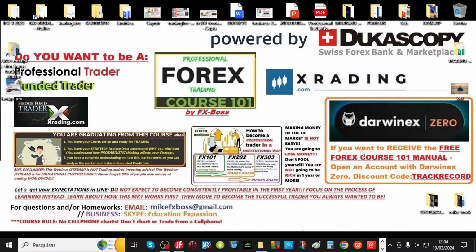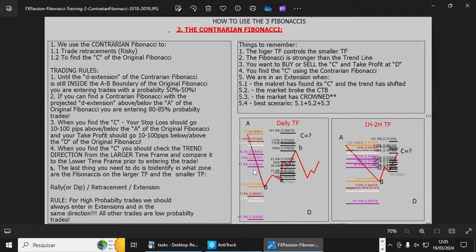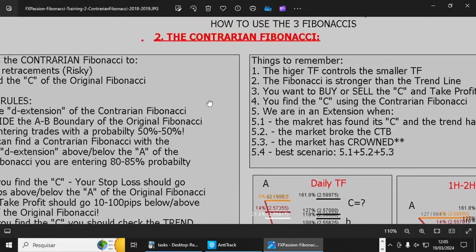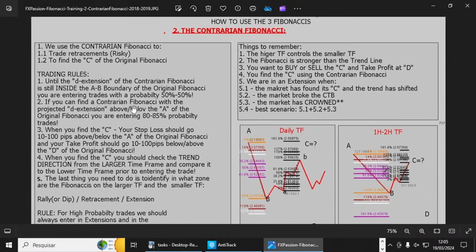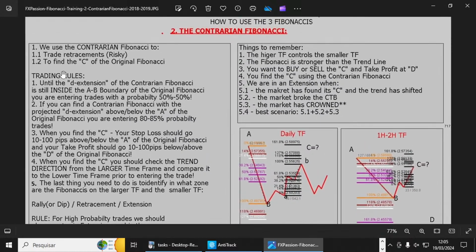All right, everybody. Now, let's put up the picture. And there you go. So, the Contrarian Fibonacci. What is this about? What the heck is the Contrarian Fibonacci, right? So, number one, we use the Contrarian Fibonacci to trade retracements, which is risky, and to find the capital C, the confirmed C of the original Fibonacci. This is the most important thing right now.